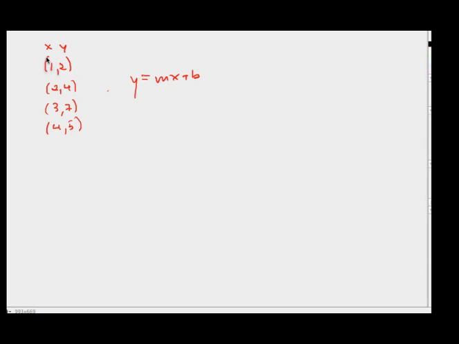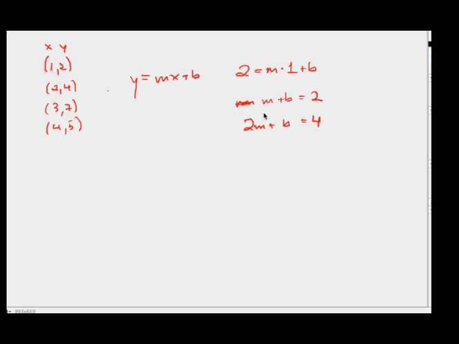So for example, if (1, 2) were on this line, then when I put in 1 for x, I should get 2 out for y. That would give me an equation: 2 equals m times 1 plus b. That's what I would get by putting in x equals 1, y equals 2. I'm going to rewrite that in a slightly different form: m plus b equals 2. So that's an equation that I get by assuming that this point lies on this line. If I assume this point lies on this line, I get the equation 2m plus b equals 4, because I'm plugging in 2 for x right here and getting a 4 out.